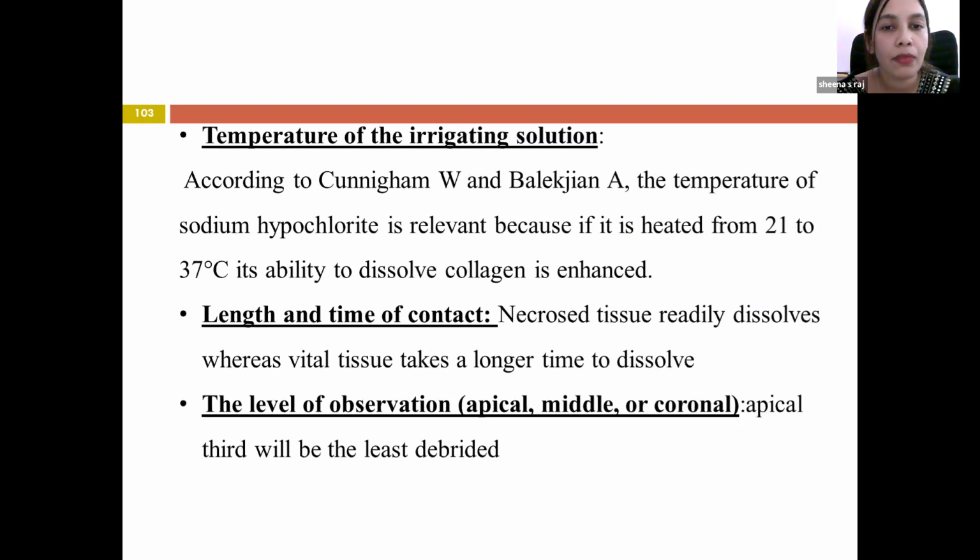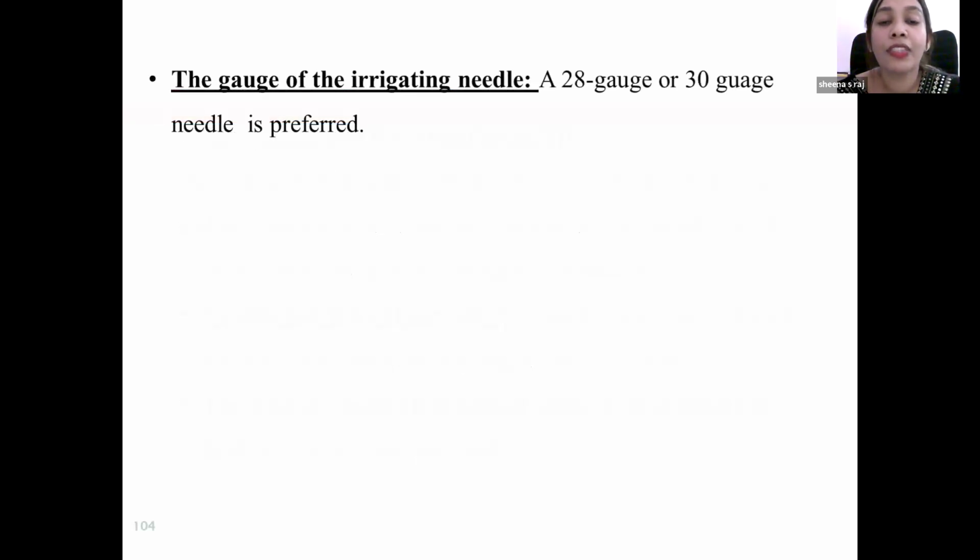Next is temperature. Whenever we heat solutions like sodium hypochlorite, it will have an enhanced effect. So whenever we use solutions like this, always heat them to 37 degrees Celsius. The longer the length of contact, the more the action of the irrigant. The gauge which we use as an irrigation needle should be a 30 or 28 gauge needle.